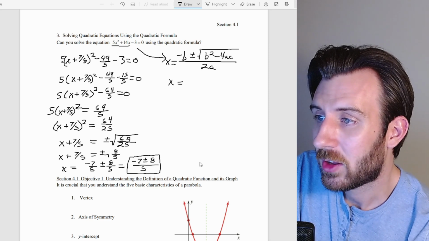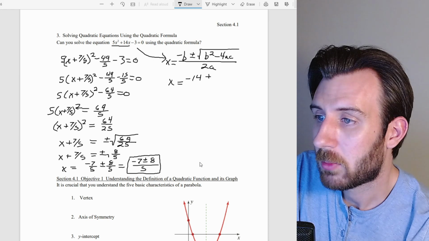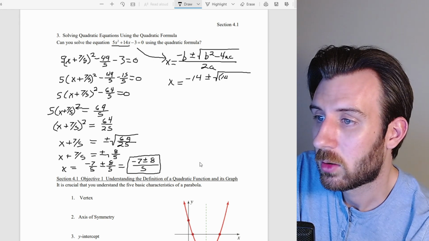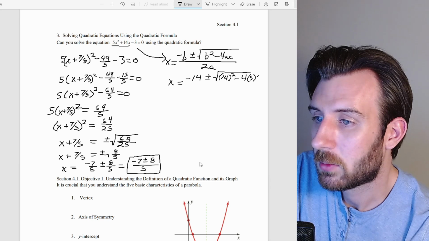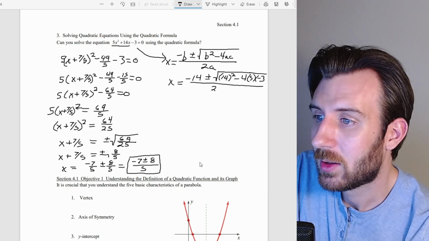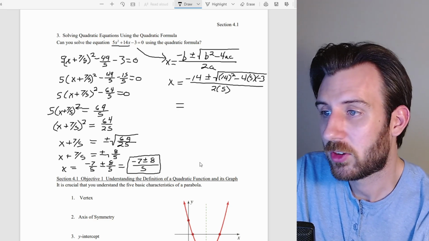That would be x equals, opposite of b would be negative, and b would be that 14. So negative 14 plus or minus the square root of b squared, that'd be 14 squared, minus 4 times a times c would be times 5 times negative 3, all over 2a, and 2a would be 2 times that 5, okay? So then we're going to work this entire thing through. We're going to see what we get.